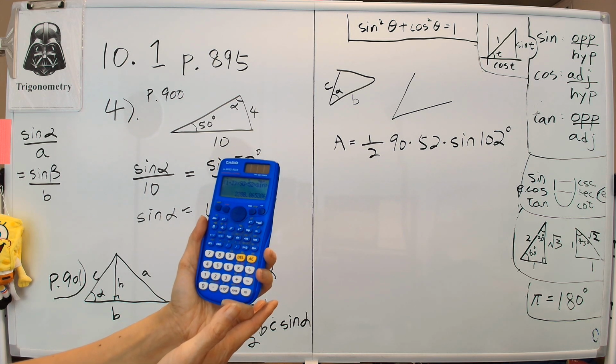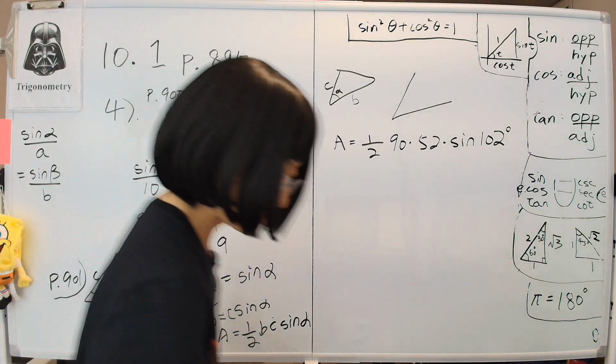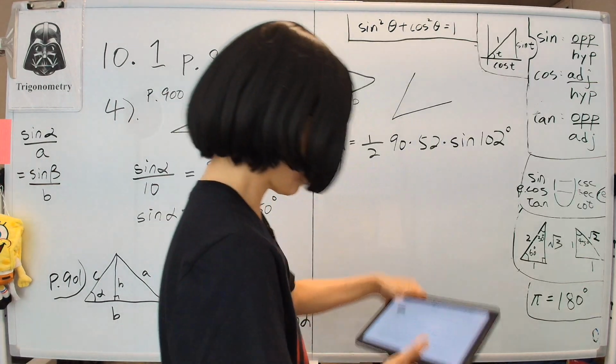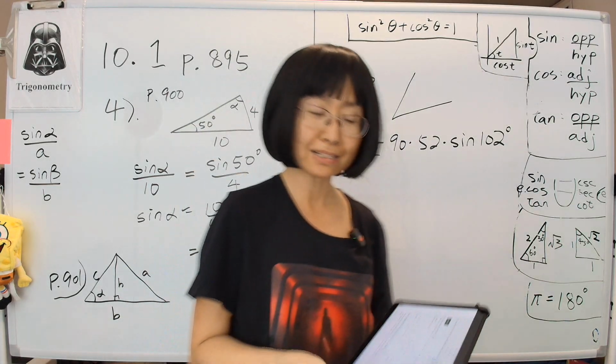Why is my area so big? Let's see, but that's not necessarily bad. Okay, let's see if it's 2,289, and that's correct. So that's example 5.